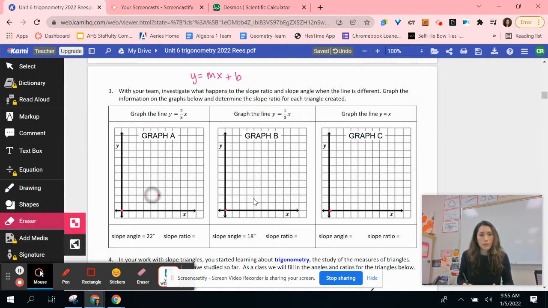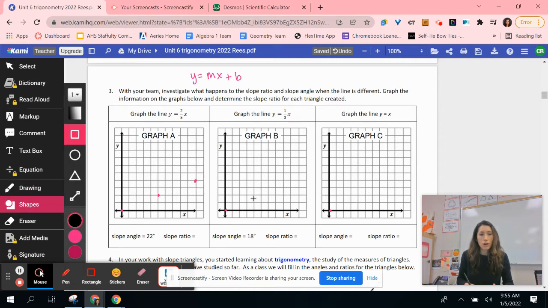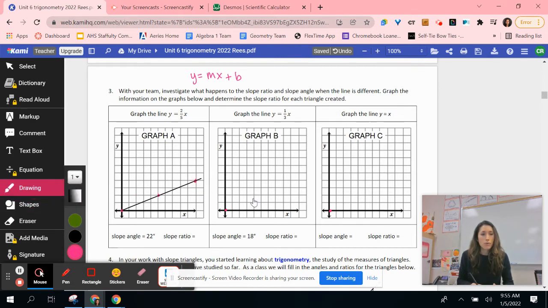I'm just going to erase these marks here. We can repeat that process. From this point, you can go up 2, to the right 5. 1, 2, 3, 4, 5. And then I'm going to draw a line that goes through it. You can check the angle here with a protractor. I'm going to draw in a slope triangle, this slope triangle here being a 2 and a 5.